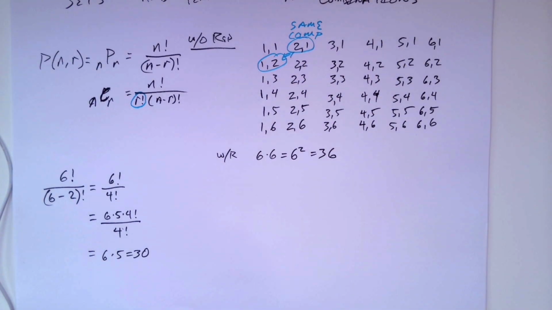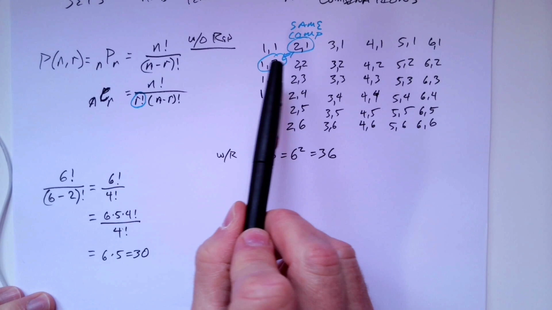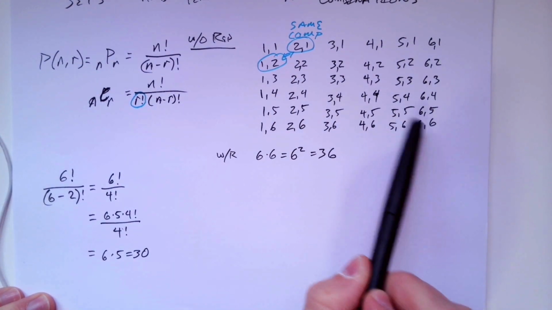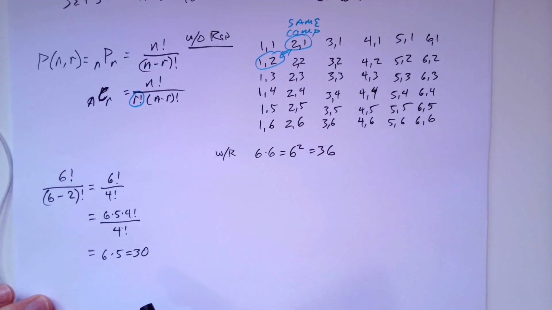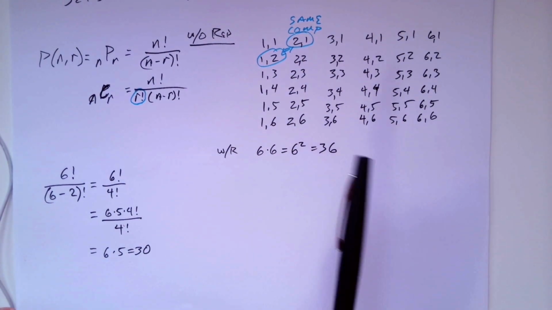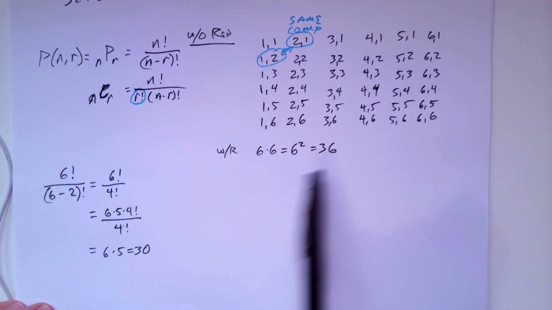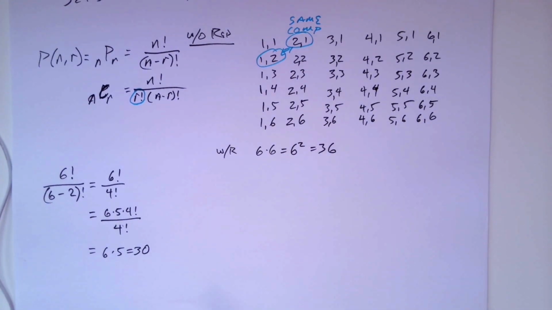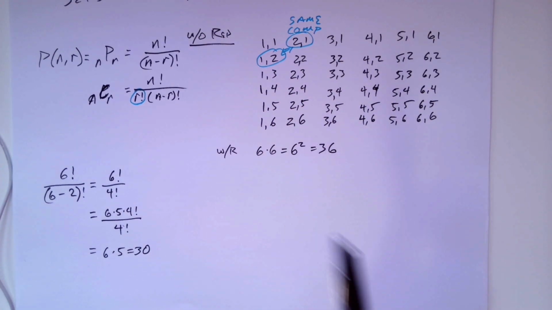And if you look at the set I've created here, 1, 1, 2, 2, 3, 3, 4, 4, 5, 5, 6, 6. 1, 2, 3, 4, 5, 6 of them. There's 6 repetitions, 30 and 36. That's a difference of 6. So what we do is we just take out those 6 repetitions, and we have the set of all permutations without replacement. And I think that's pretty neat.